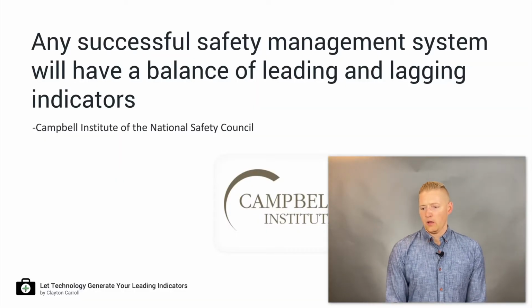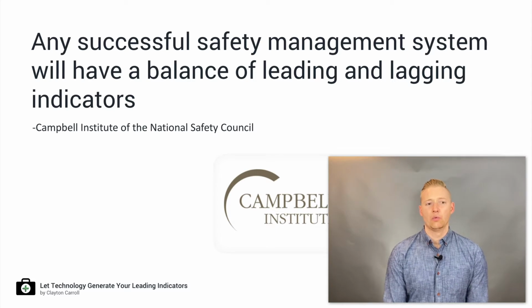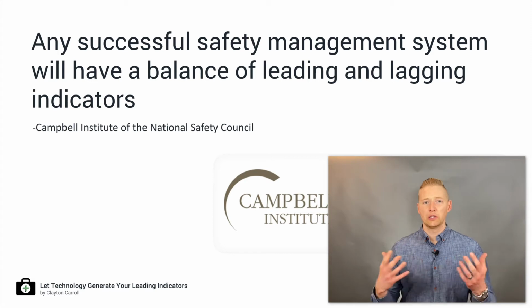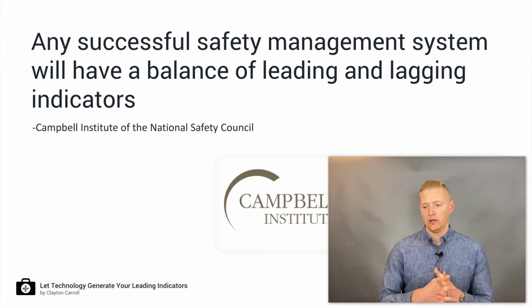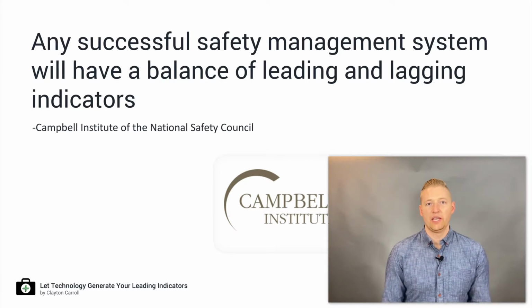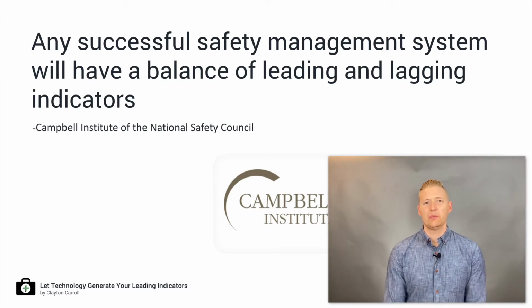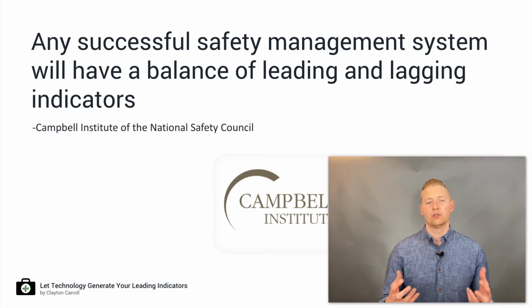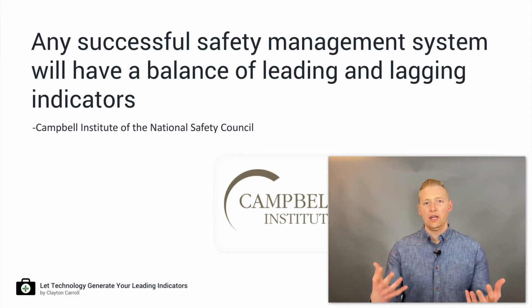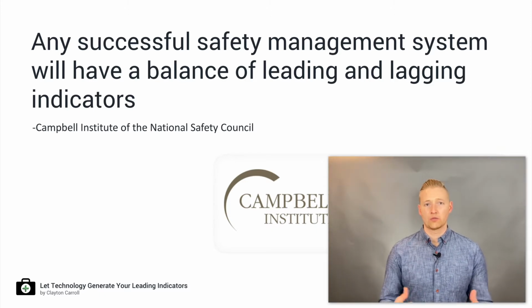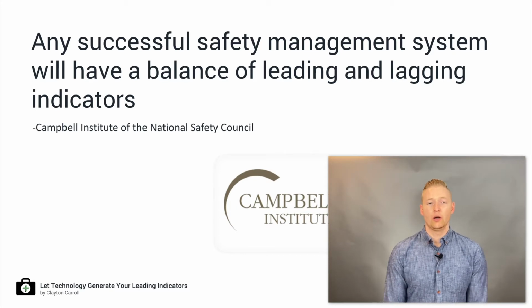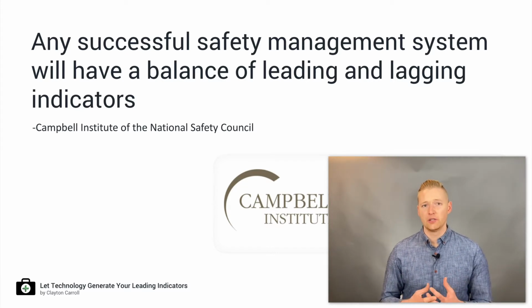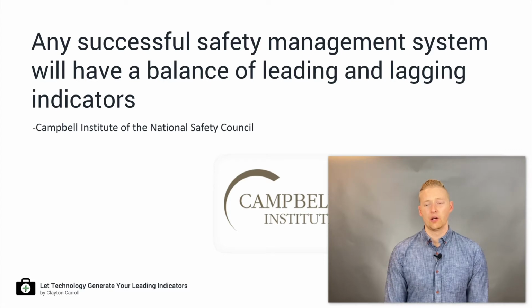All right, so when you think about it, with a safety management system, and this is just a basic principle, any successful safety management system is going to be a balance between leading indicators and lagging indicators. And that's not just me saying that, that's the Campbell Institute of the National Safety Council, but it's something that makes sense. What a lot of us think of when we think of a safety program metric are things like incident rate or DART score, because that's what a lot of OSHA and other state OSHA plans measure a business on. And so what we're going to be doing in this presentation is focusing on the leading indicator part of it.